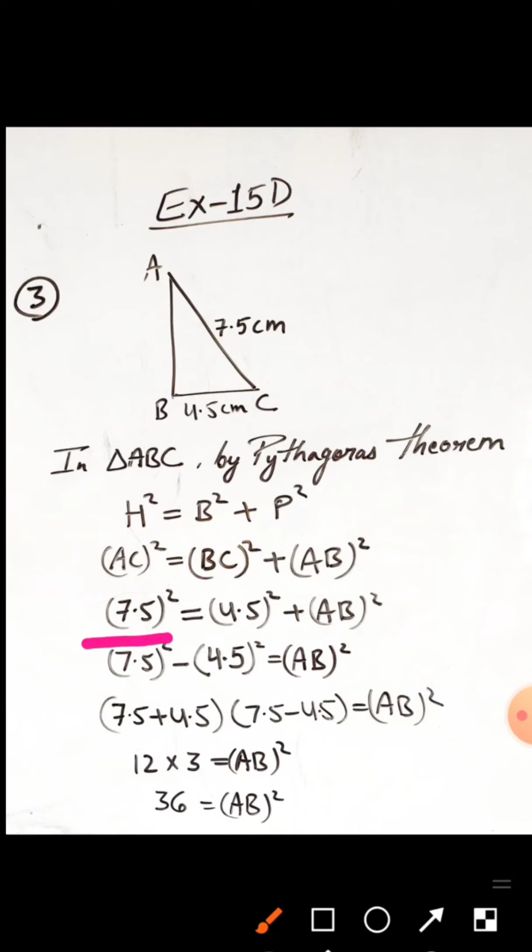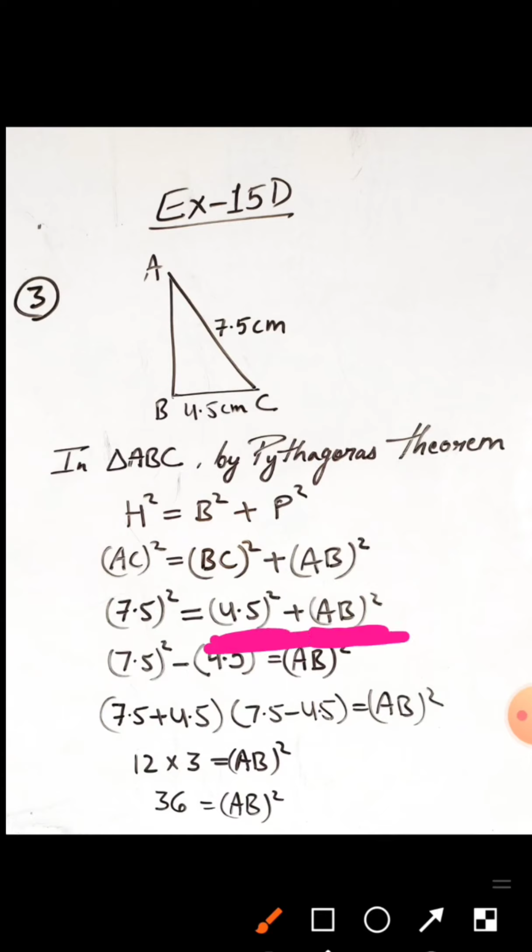Hypotenuse is given as 7.5 centimeter, and what is given for base? Only one side is given, so we can take this one side as base or perpendicular, anything. I have taken it as base. So in place of base we write 4.5, and in place of AB we write it as it is because we don't know the value of AB. Now to get the value of AB, first we will transpose the next term from the right hand side.